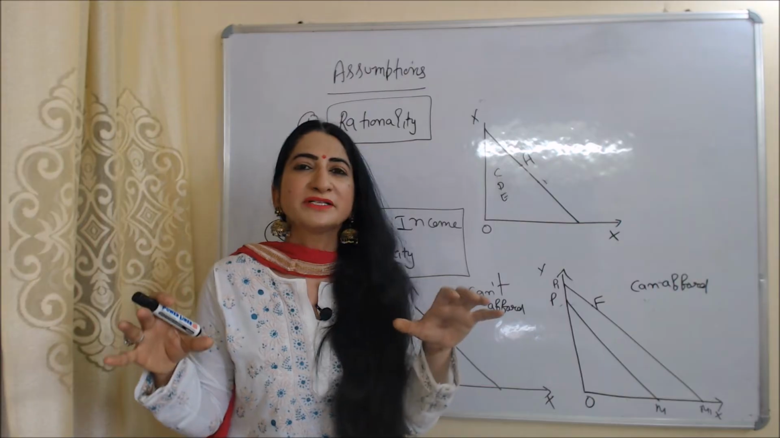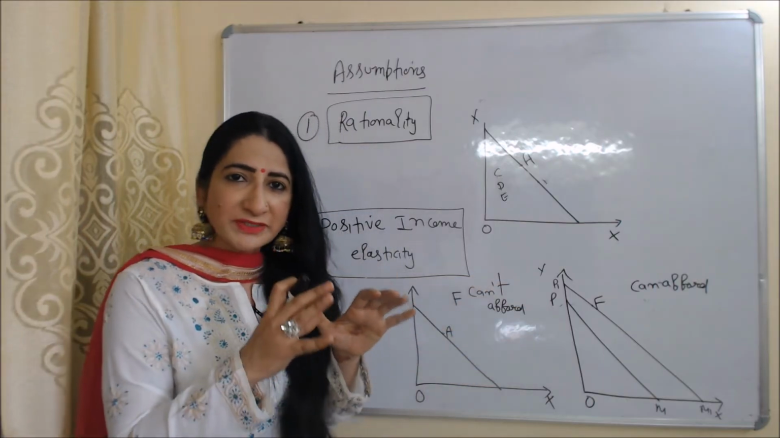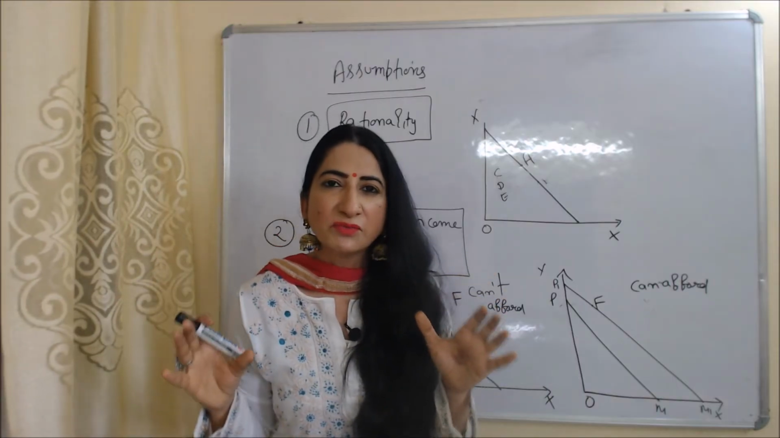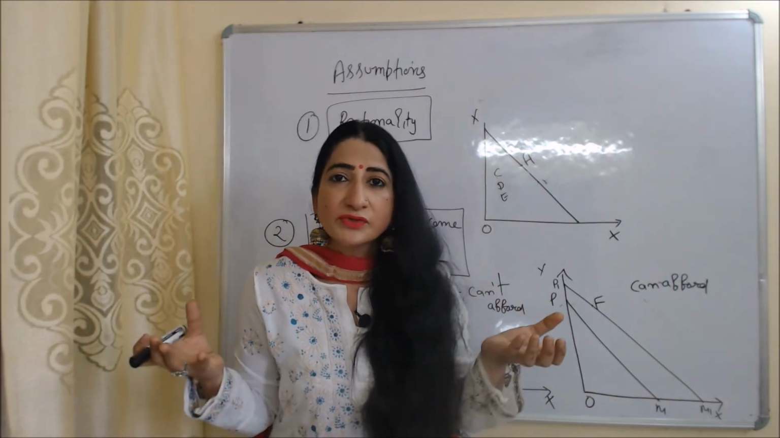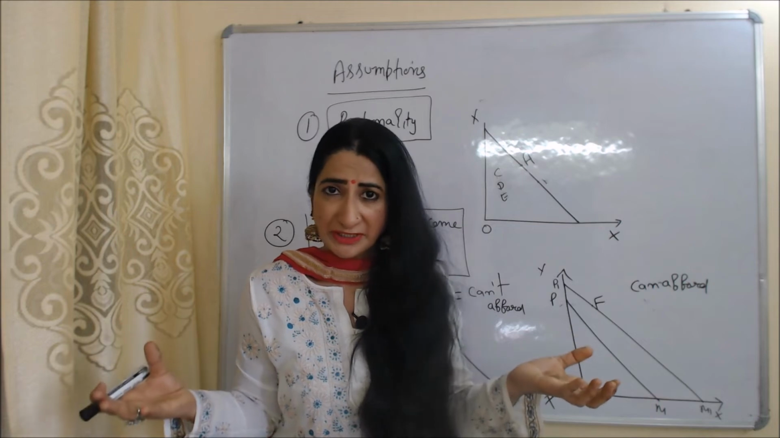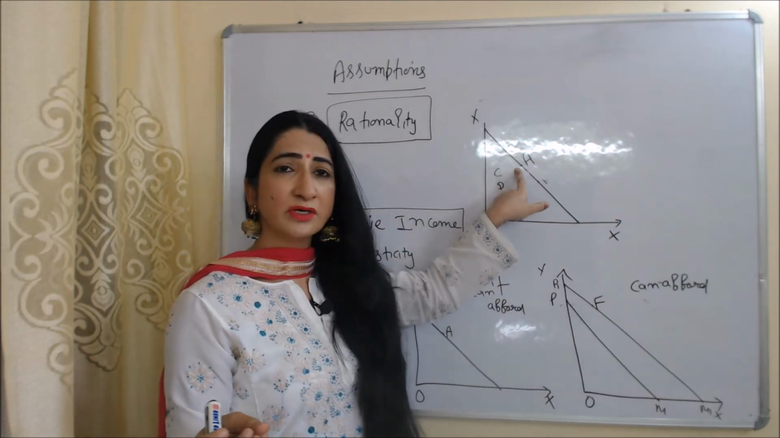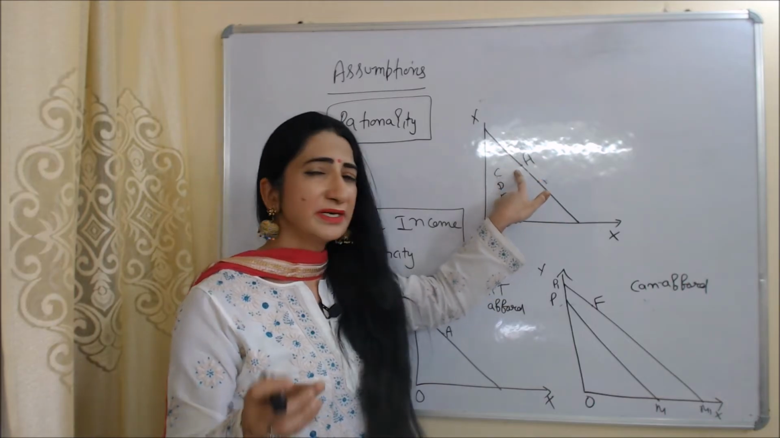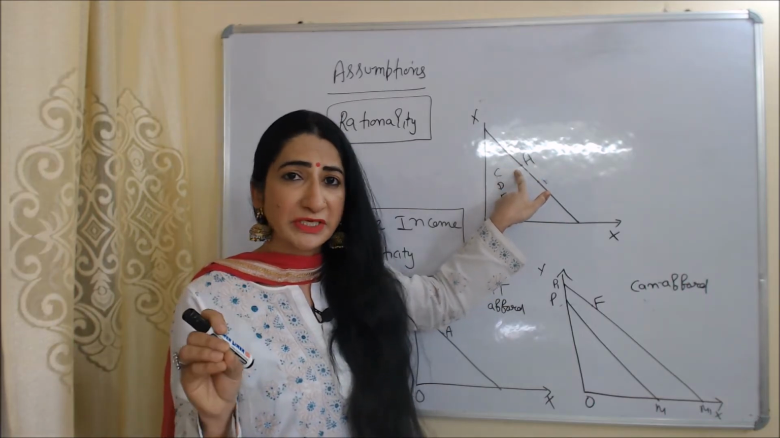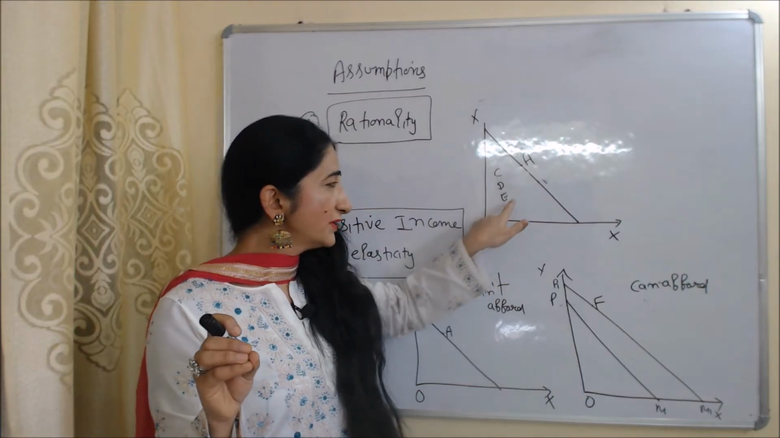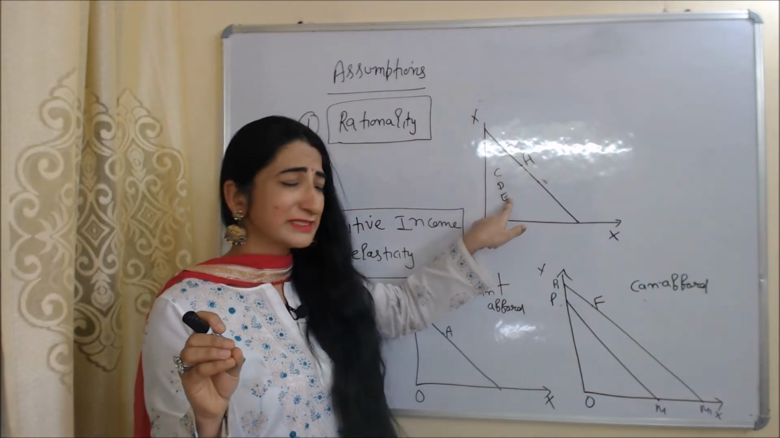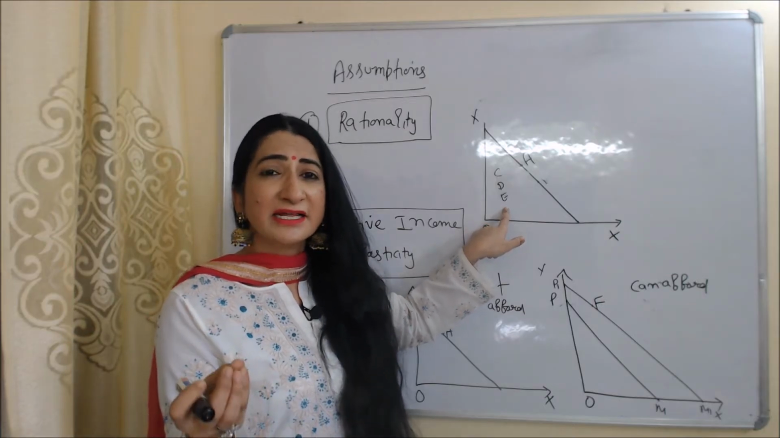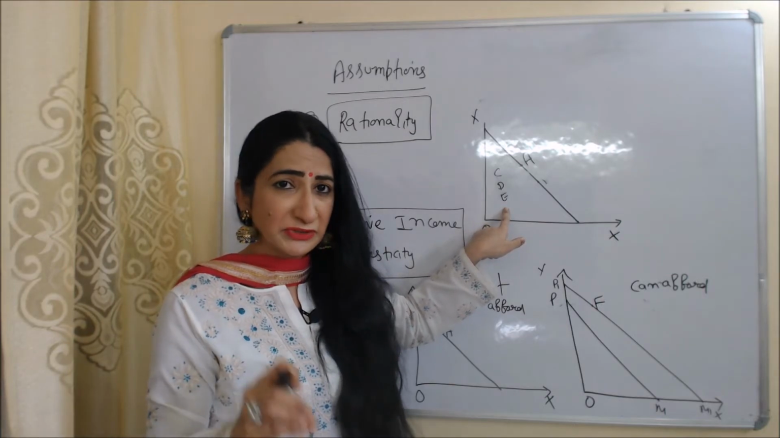Now we are going to talk about the assumptions of this theory. First assumption is rationality. According to this theory, our consumer is rational. He wants to get maximum utility. That's why he chooses combination A which lies on his budget line, and this combination gives him maximum utility. He doesn't select any combination which is below his budget line like C, D and E, because these combinations are inferior and give him less utility.